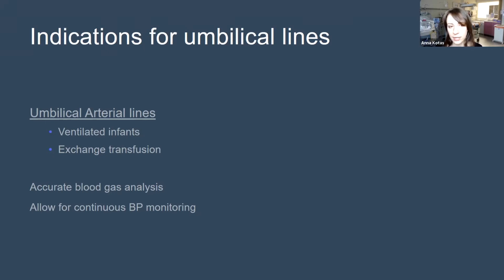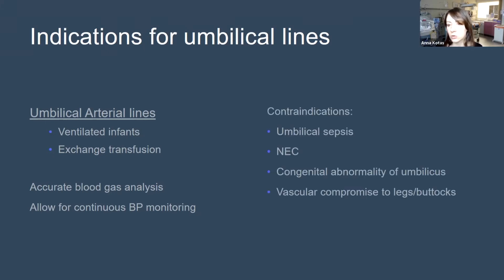There are some contraindications as well, though. If the cord is infected, if there's umbilical sepsis, then it's not right to put in plastic that can harbour more bacteria and cause more problems. The other similar infectious concern is necrotizing enterocolitis, or NEC. That's a gut inflammatory condition that neonates can develop, and so you don't want to be putting in umbilical lines, disrupting the perfusion to the gut.